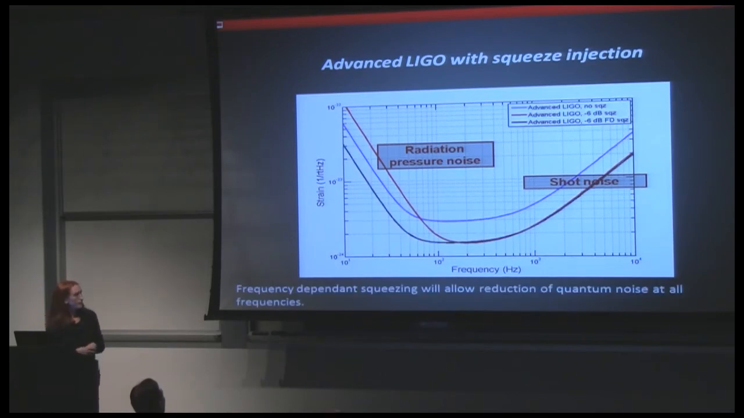Another thing that you could think about doing with squeezing is if you don't want the degradation at low frequencies, you can do frequency-dependent squeezing, where you inject phase squeezing at high frequencies and amplitude squeezing at low frequencies, so you get a broadband improvement through the whole spectrum.